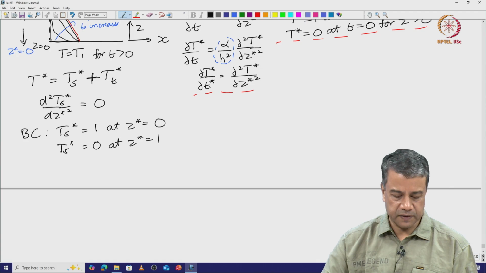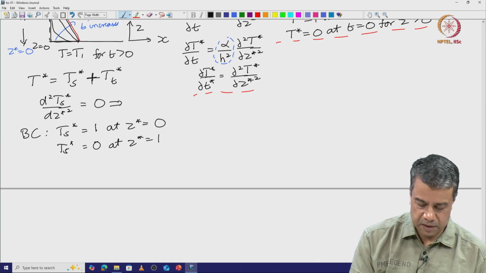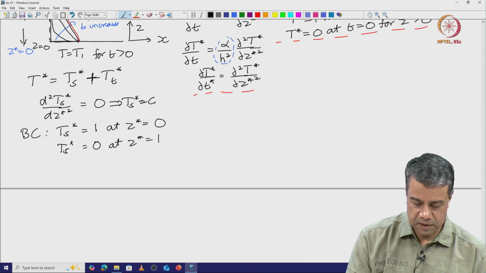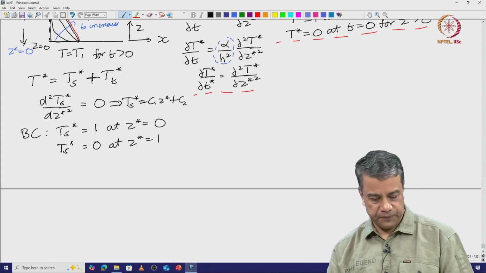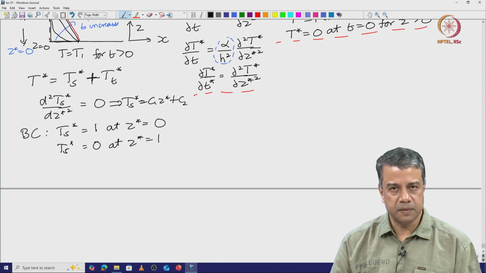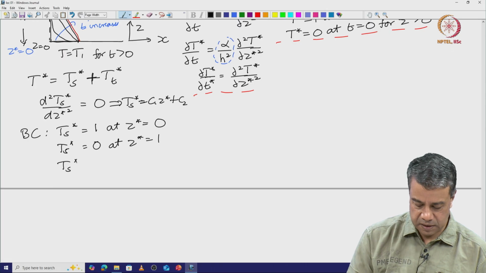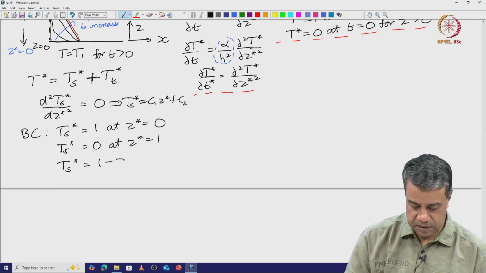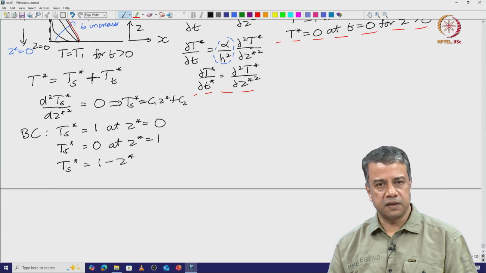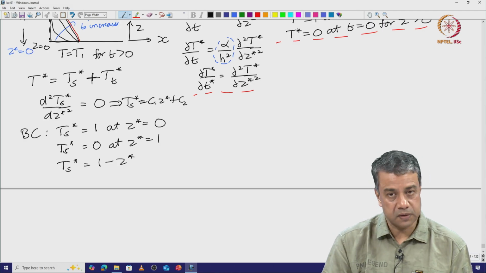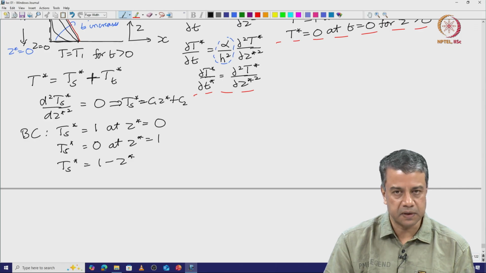And for a second order differential equation, this just implies that Ts is equal to some constant times z plus some other constant. It is a linear function. And you can determine the constants from the boundary conditions, and quite easily you will see that Ts star is equal to 1 minus z star. This is the linear function that is 1 at z star equal to 0 and it is 0 at z star equals 1 for this particular case.